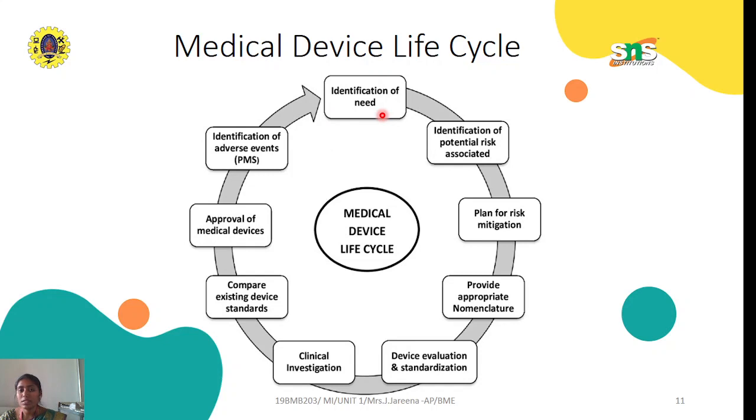You have to do justification before making any device. That is the first part in the life cycle, the identification of need. Second, identification of potential risk associated.